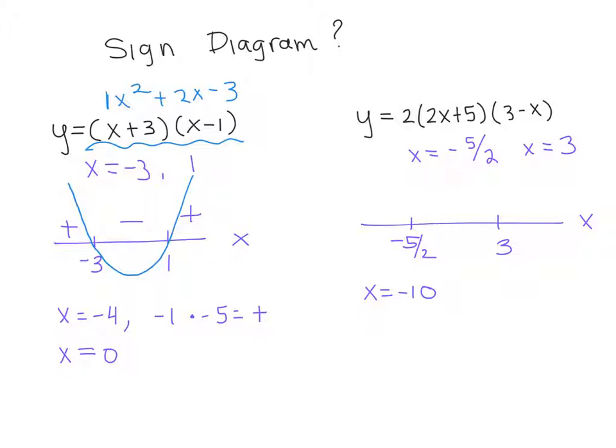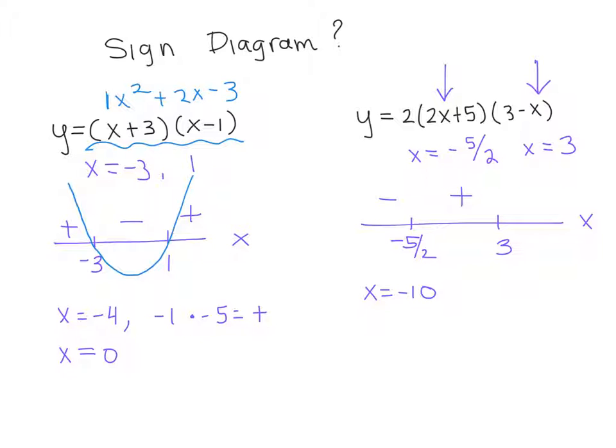If we plug in negative 10 for all of the x's, we get 2 times some kind of negative number times a positive number, so that gives us negative. In between negative 5 over 2 and 3 would be 0. So if we plug in 0, it becomes 2 times 5 times 3. That's some kind of positive number.